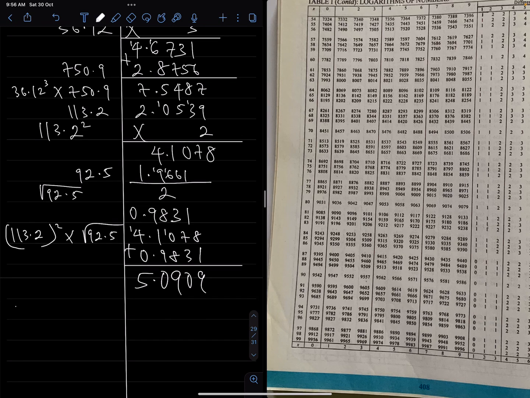Now we can come to 36.12 squared, 0.12 cubed times 750.9 divided by what?